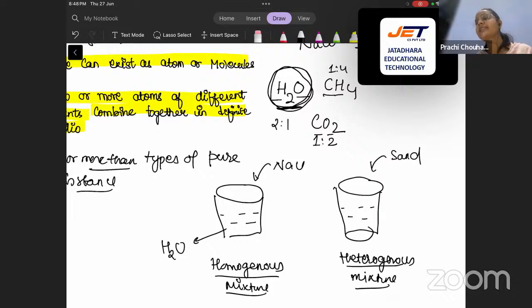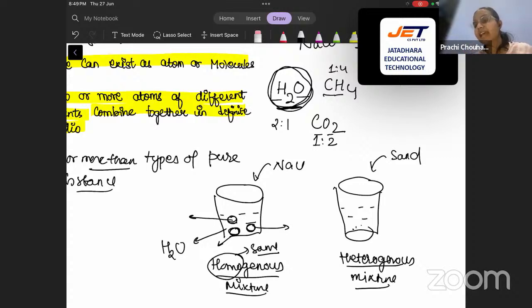So the word in itself tells us about how they will be defined. Homo means same, right? What does that mean? So let's suppose if I take water from here, or if I take water from here, or if I take a look at water from here. So all of them will be having the same composition irrespective of from where I am taking this mixture.